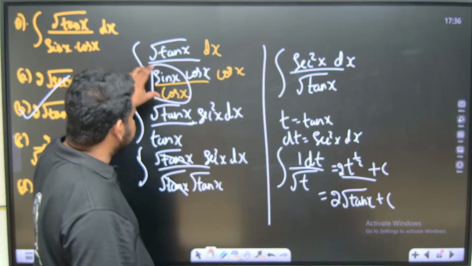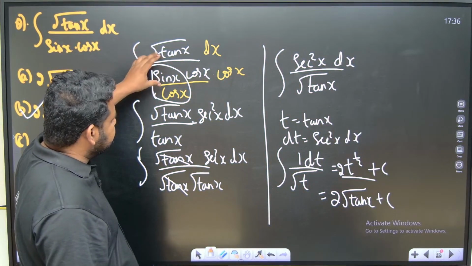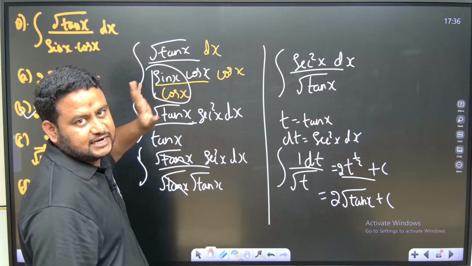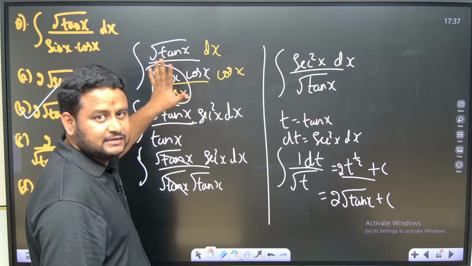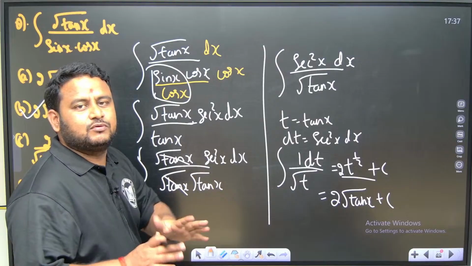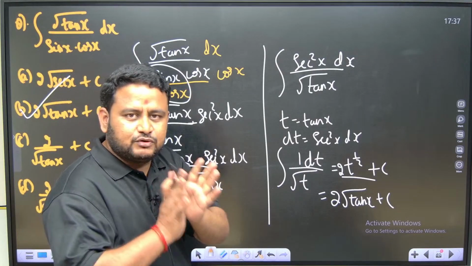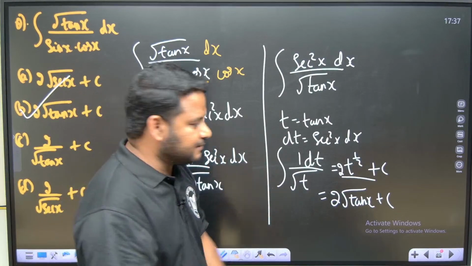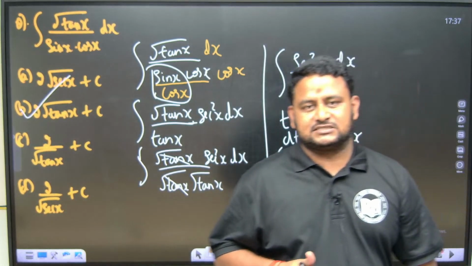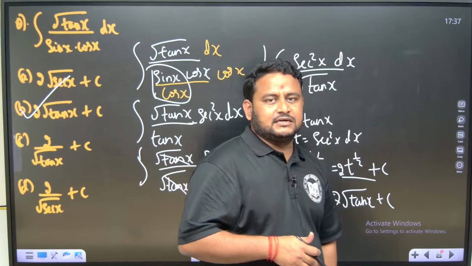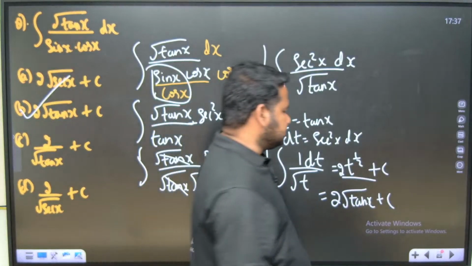The most important step is dividing and multiplying by cos x in the denominator, so that I get tan x and also secant square x. Please keep it in mind: whenever you get tan x, try to bring it to a form where you get secant x or secant square x. If I get secant x tan x, the integral is secant x. If I get secant square x, the integral will be tan x. Simple.